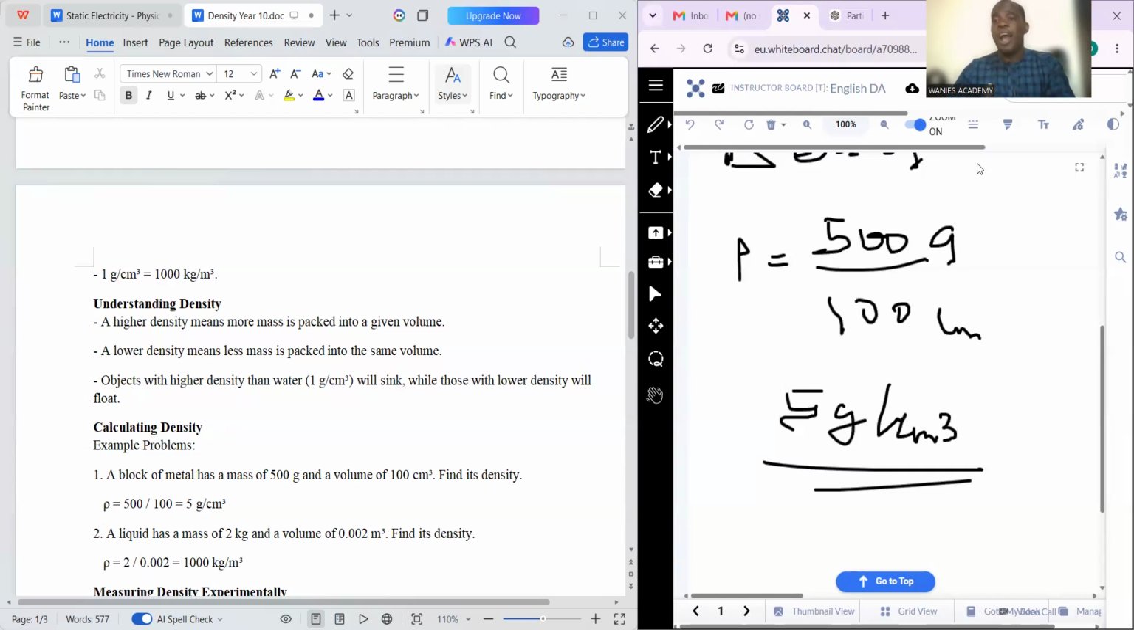And so we're going to stop here. In our next class, we're going to see how to measure density experimentally, and we're going to go deeper into the concept of density.